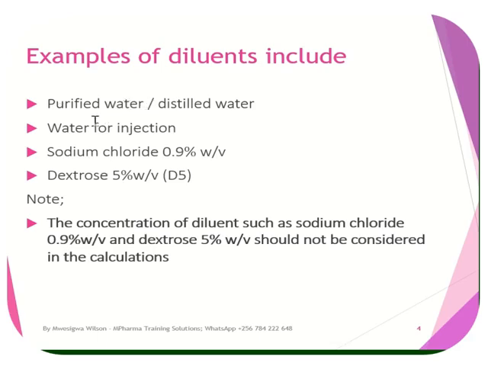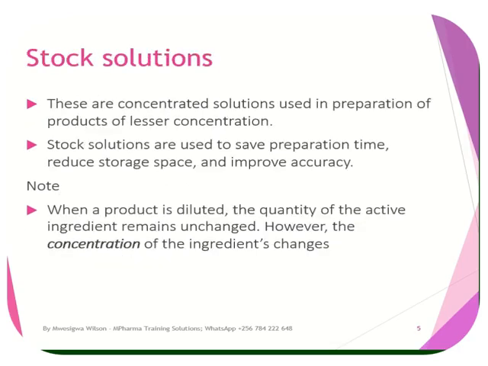Purified water or distilled water, water for injection, sodium chloride 0.9% weight per volume, or dextrose D5 weight per volume percentage. Now, as I keep reminding us, the concentration of diluents such as sodium chloride 0.9% weight per volume and dextrose 5% weight per volume should not be considered in the calculation, because some people always get confused if you get a question and there are very many concentrations, which one to use, which one not to use. Those diluents are not considered. You just use the other ones which have been given to you.